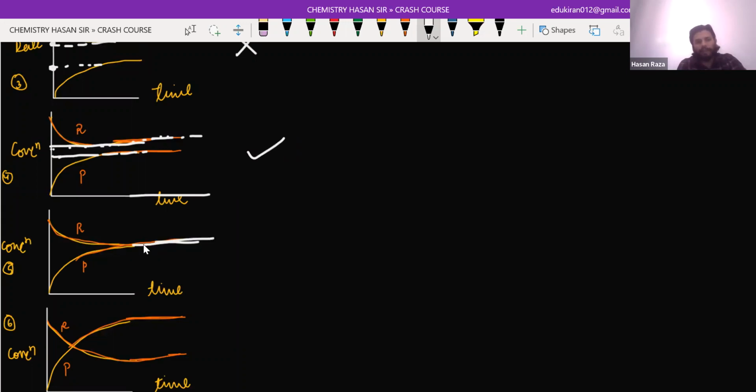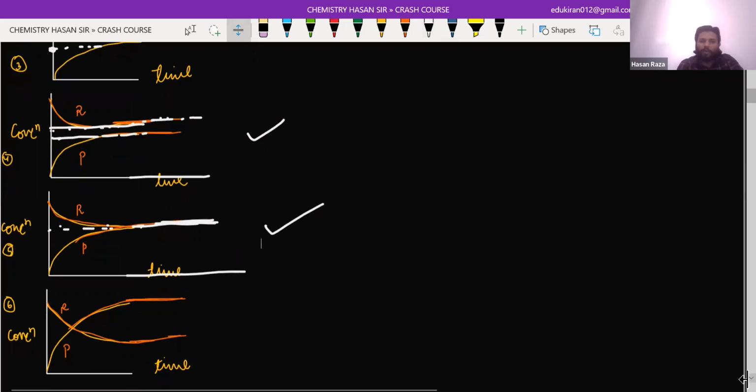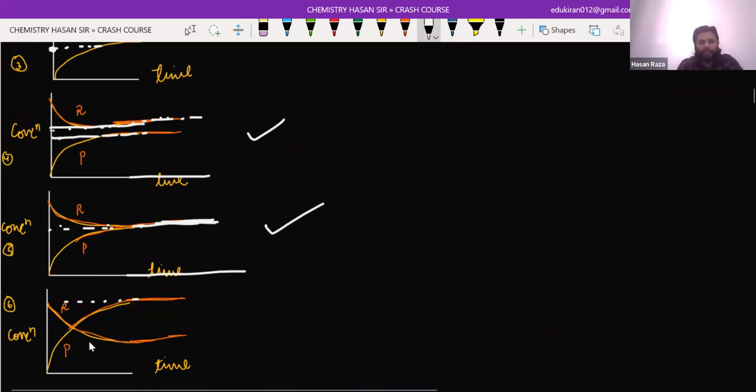Now here you can see again they overlap with each other. That means the concentrations of reactant and product are equal, and they become constant after some time. You can see time is increasing, but the concentration is the same. That means this is also true for equilibrium. Now, if you check the last one, it is also true for equilibrium, because after some time, with respect to time, the concentration becomes constant. Is that clear? Yes, sir. Yes or no?